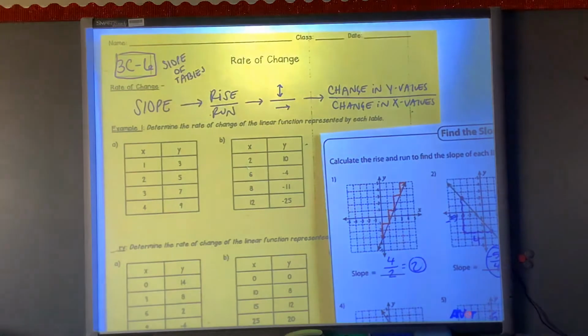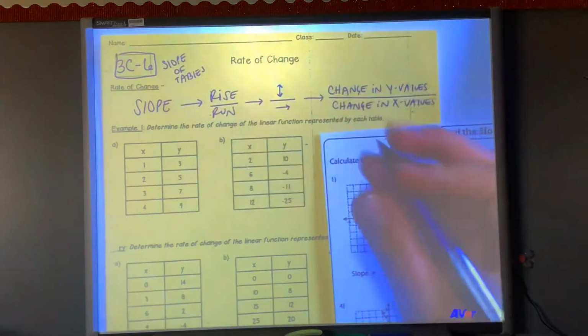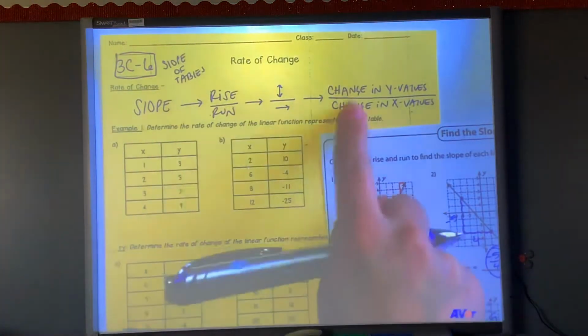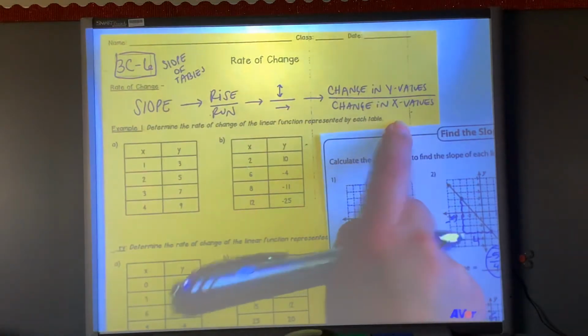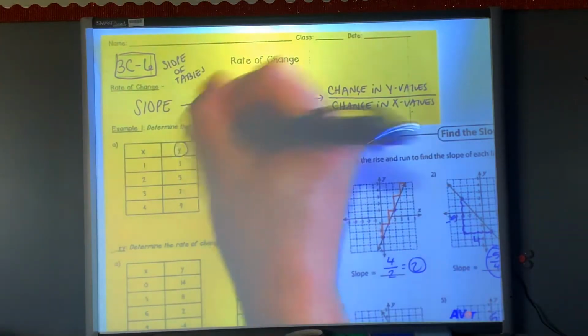So if we're looking for the rise and the run of a table, which is change in y values over change in x values, we're going to be looking for the y side and the x side.